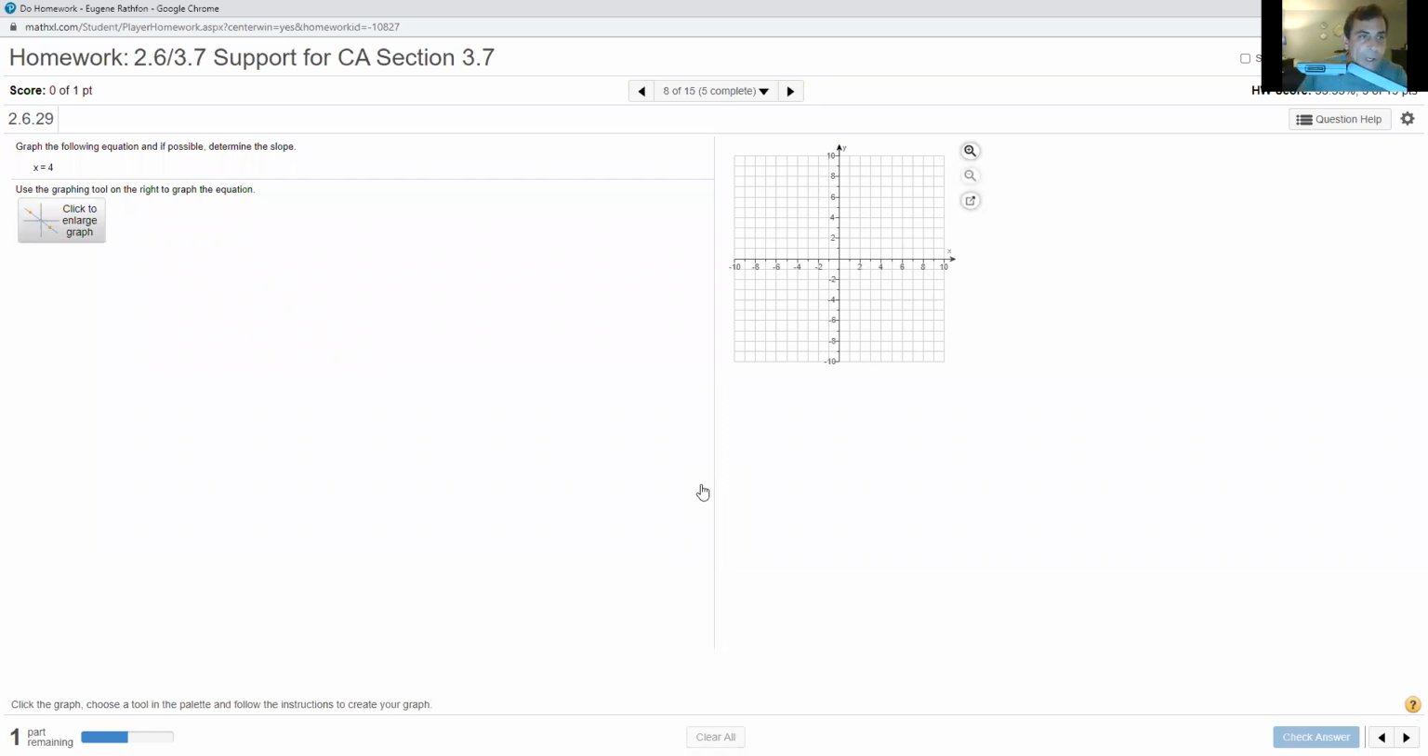Graph the following equation and if possible, determine the slope. All right, anytime you got x equals any number, that's going to be a vertical line, and the slope of any vertical line is undefined, okay? So you don't need to make any graphs or tables to do this. All you got to do is click on your graph.